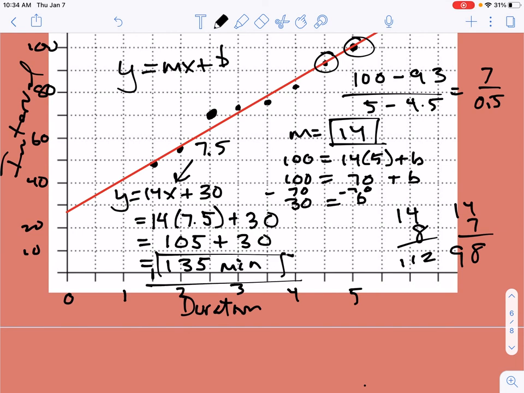So they're saying that there will be 135 minutes after a 7.5 minute eruption. That there will be 135 minutes till the next eruption. So that's 2 hours and 15 minutes. That would be good to know, because that's a long time to wait.